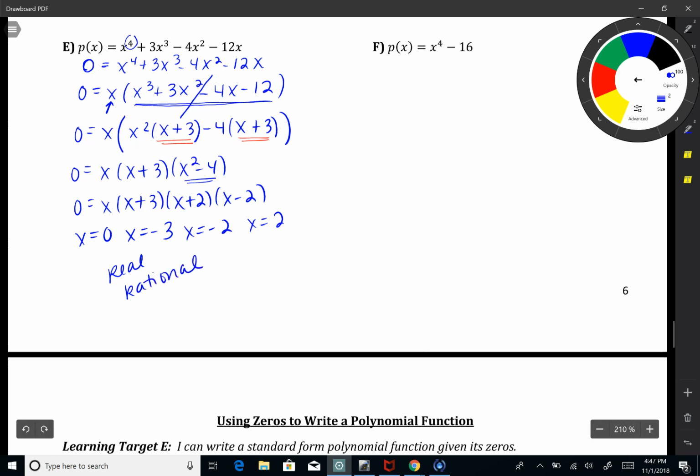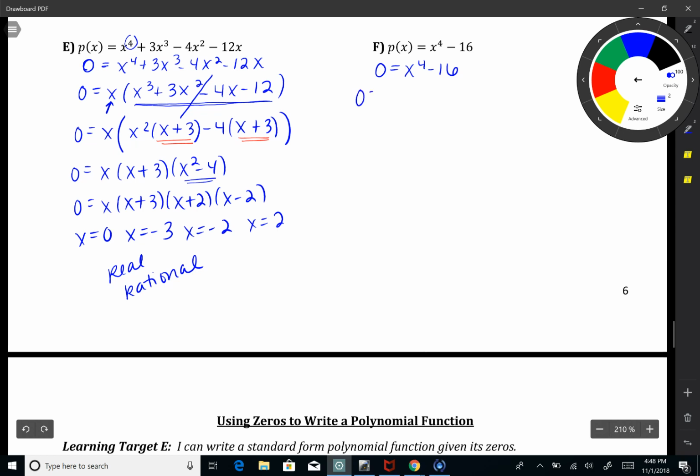Okay, let's move on to the last example. P of x equals x to the fourth minus 16. And let's go ahead and set that equal to 0 since we are finding the zeros. And we ask ourselves, can we factor this one? And we can factor this one if we think of it in terms of a quadratic.